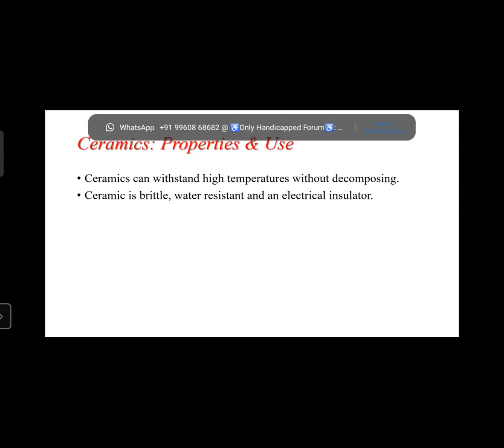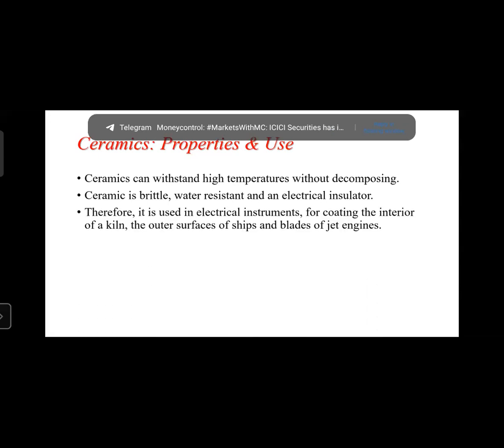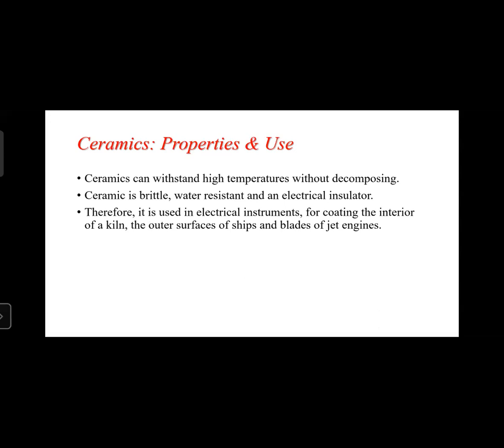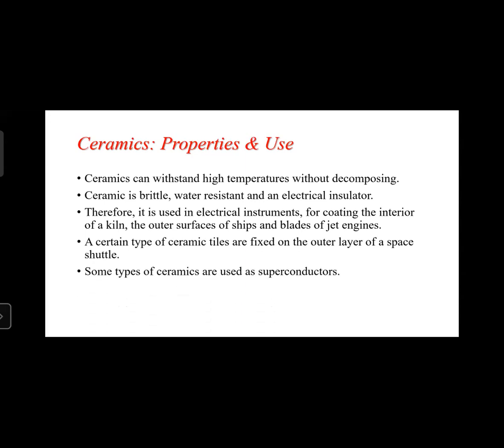Now, ceramic: what are the properties and uses? Ceramic can withstand high temperature without decomposing. Ceramic is brittle, water resistant, and an electrical insulator. Therefore, it is used as an electrical insulator, for coating the interior of a kiln, the outer surface of a ship, and the blades of jet engines. Certain tiles of ceramic are fixed in the outer layer of the space shuttle also. Some types of ceramics are used as superconductors.